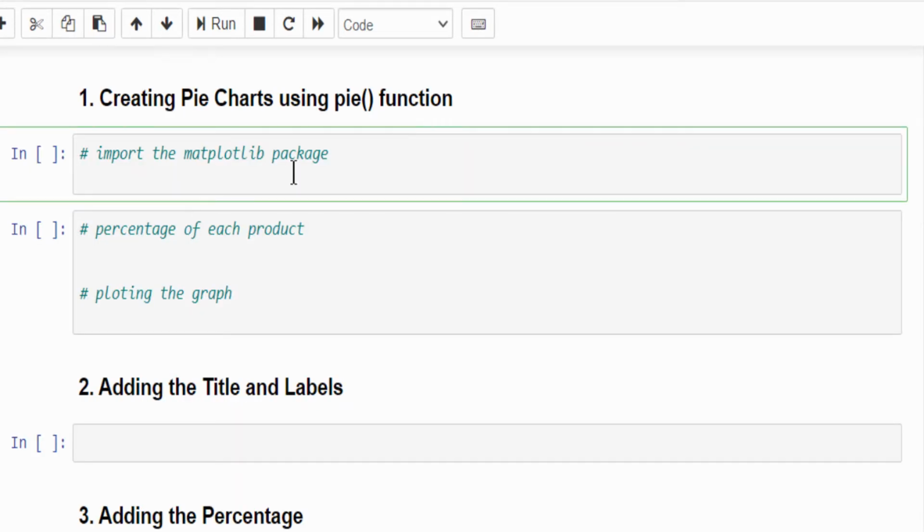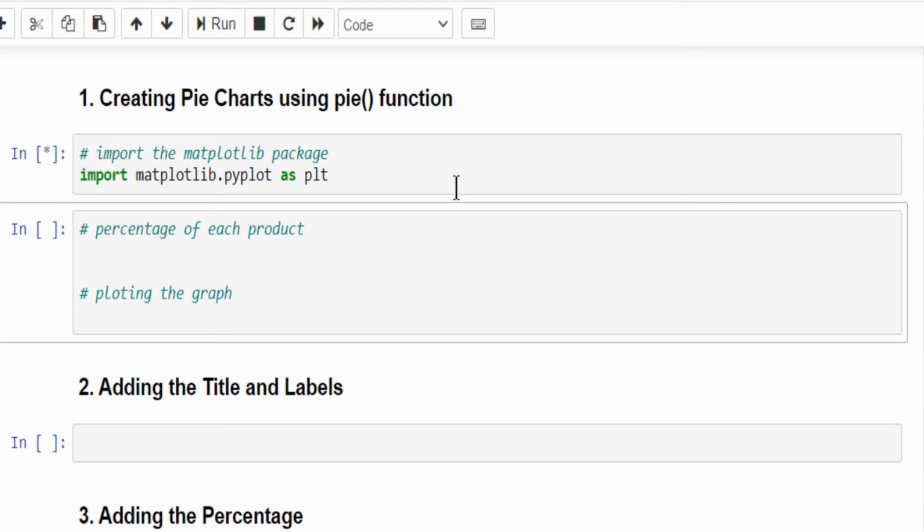Let's create the pie chart using pie function. First step, let's import the matplotlib. So import matplotlib dot pyplot as plt alias. So going forward, I will be mentioning plt instead of this big line. Let's execute that line. Okay.